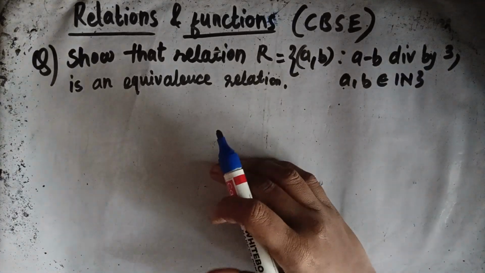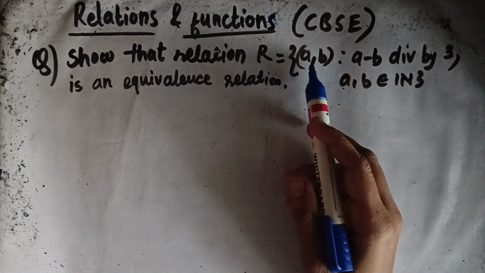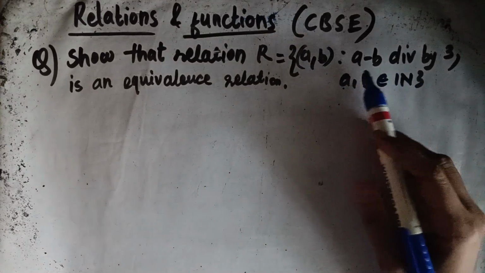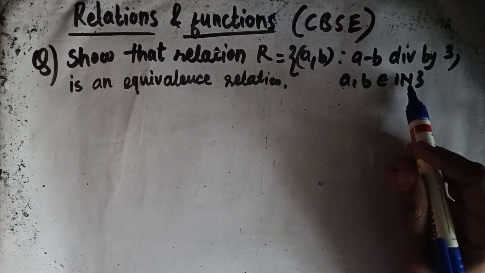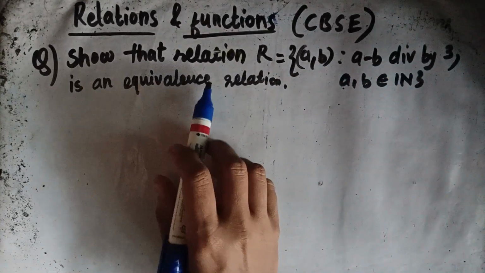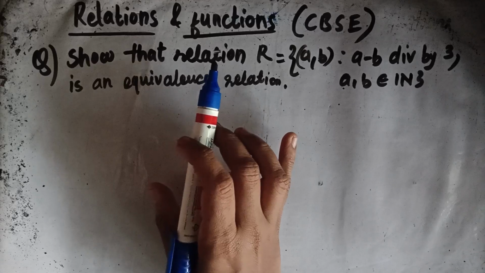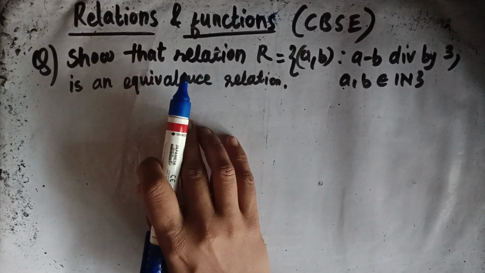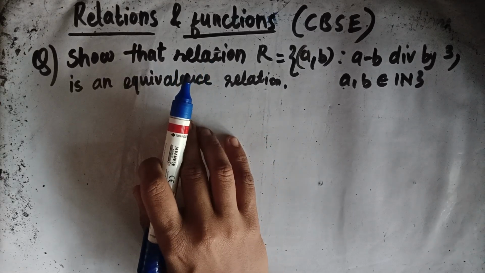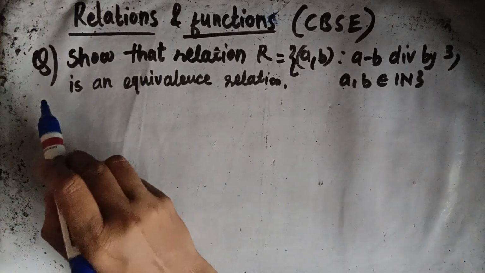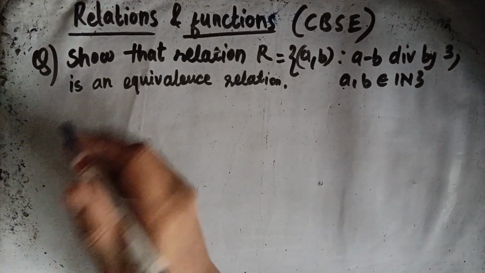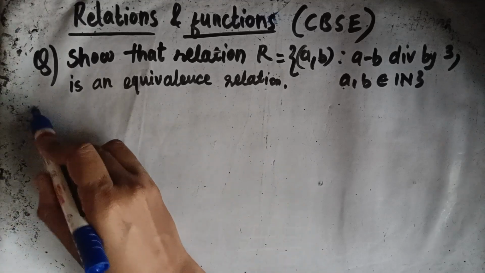So this is a question: show that relation R, set of all (a, b) such that a minus b is divisible by 3 and a, b belongs to natural numbers, is an equivalence relation. You might have solved this kind of question earlier also, but the way you write the steps is more important because marks are given based on that. So let's start with the proof.